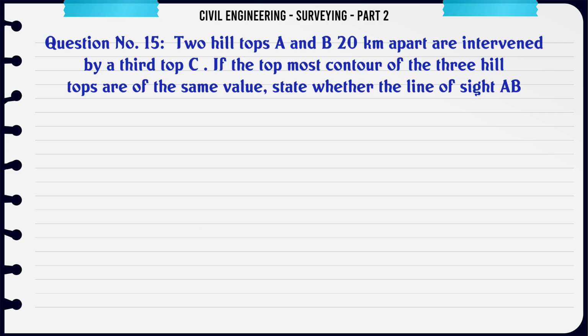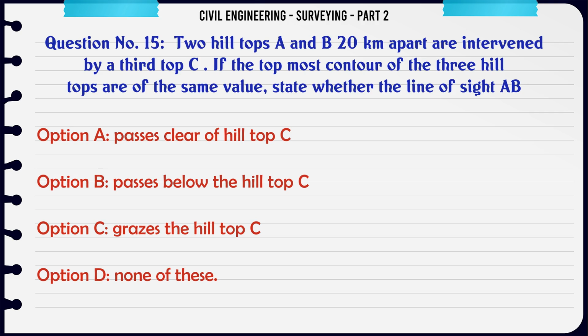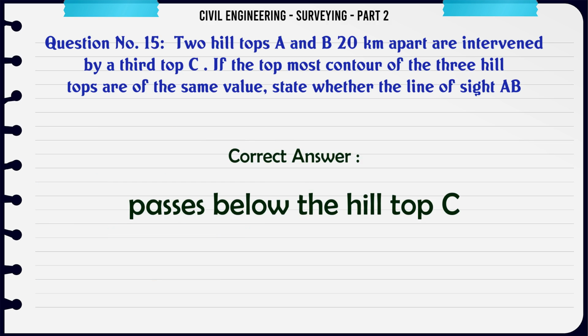Two hilltops A and B 20 kilometers apart are intervened by a third top C. If the topmost contour of the three hilltops are of the same value, state whether the line of sight AB: A. passes clear of hilltop C. B. passes below the hilltop C. C. grazes the hilltop C. D. none of these. The correct answer is passes below the hilltop C.